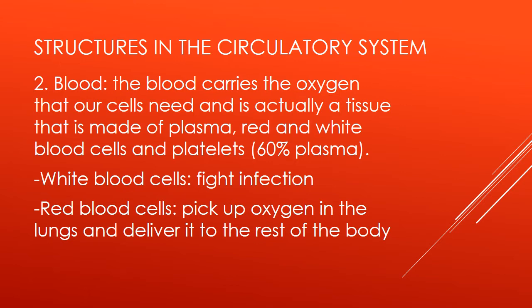The next structure is the blood itself. The blood carries the oxygen that our cells need and is actually a tissue. And the tissue that is our blood is made up of four main things: plasma, red and white blood cells, and platelets. About 60% of our blood is plasma. The white blood cells, the main role of them is to fight infection, and the red blood cells, the main role is to pick oxygen up in the lungs, and then it delivers it to the rest of the body.